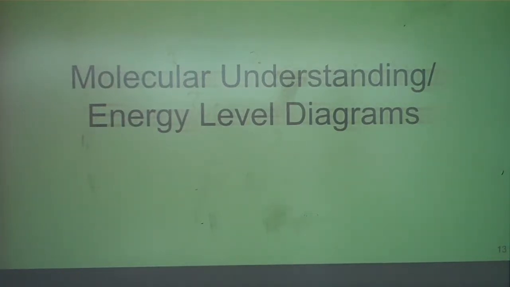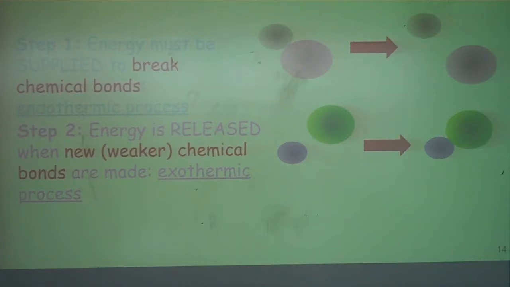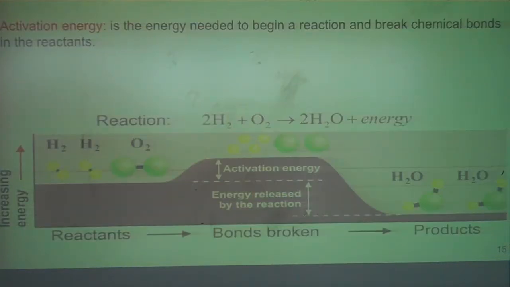Okay. Energy level diagrams. This is problematic for a lot of students, but we'll have a look at this quickly. Activation energy, you'll need to write this one down. Activation energy is the energy needed to begin a reaction and break chemical bonds in the reactants. So, some reactions occur pretty easily and others do not.